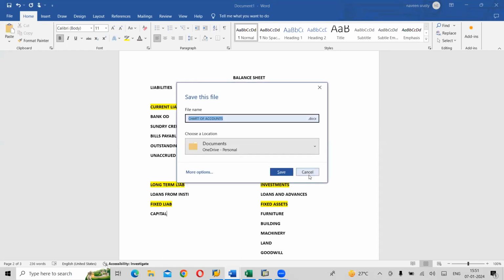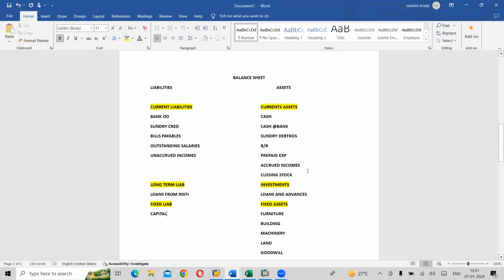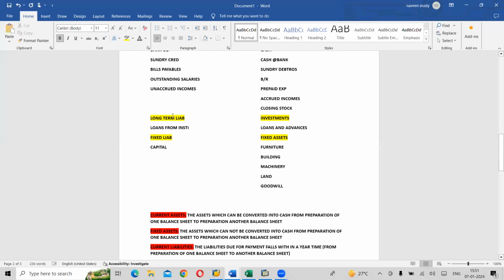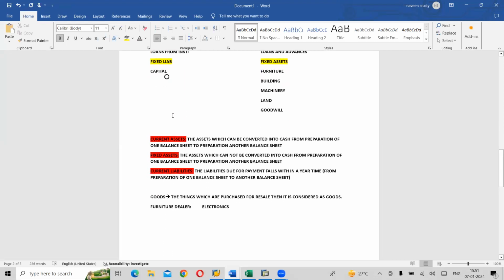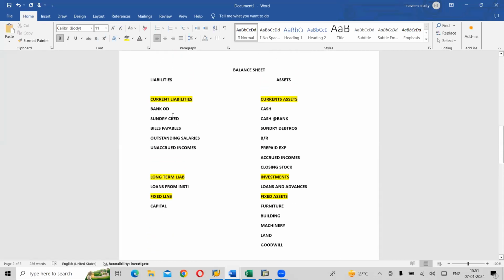Understood, everyone? So what I would like you to understand is account groups. What are the account groups we have here? For example: current liabilities, current assets, long-term liabilities, investments, fixed liabilities, fixed assets. Correct? And the same thing here also: administrative expenses, financial expenses, other incomes, like that. These all are called groups.